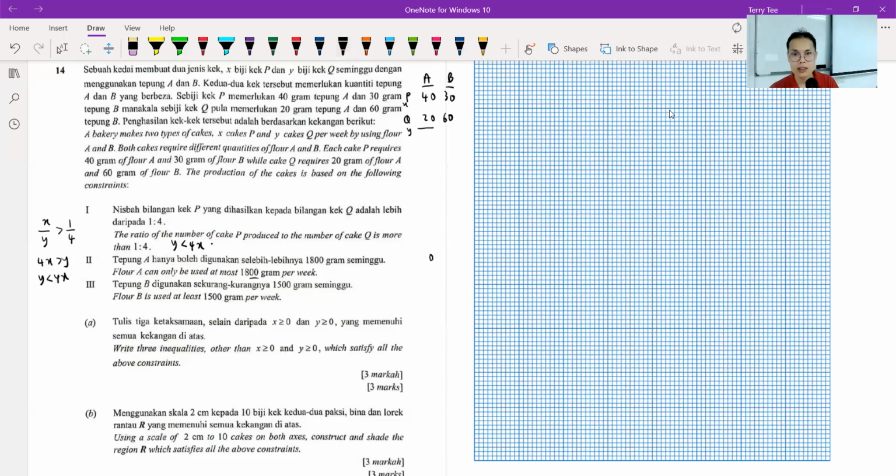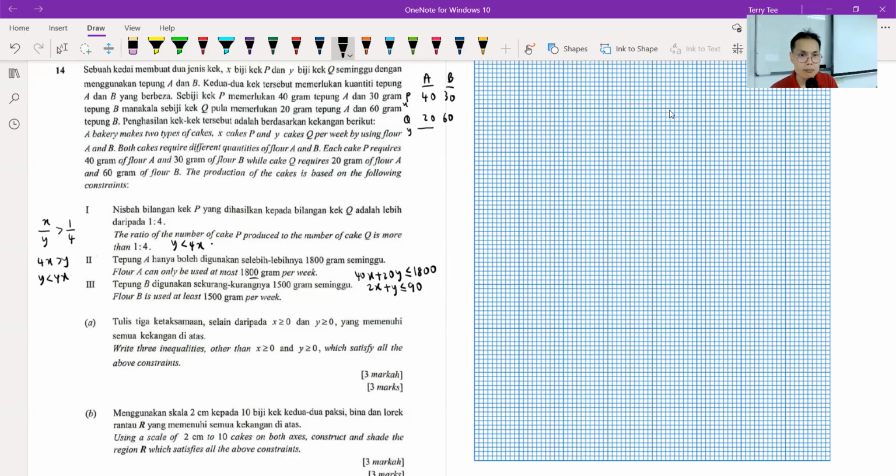Maybe I write a bit lower here. 40x plus 20y less than or equal to 1,800. At most is maximum. Here we notice that we can divide by 20. As I divide by 20, 2x plus y is less than or equal to 90. Even if you don't divide, it's okay. I divide it so that it's easier for me to draw the graph later on.